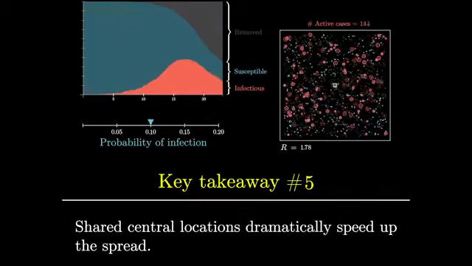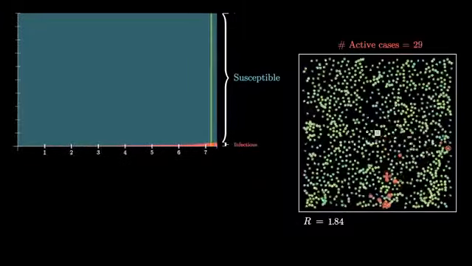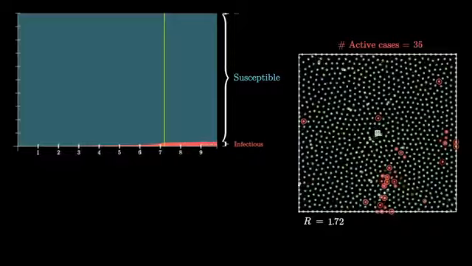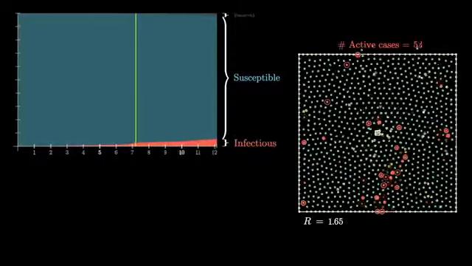Now let's try a run where after some threshold is hit, we turn on social distancing, but people still go to that central location the way they did before.